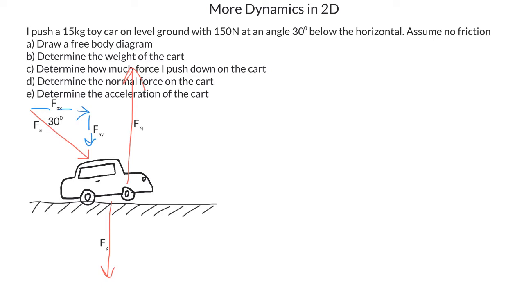All right. So B now is asking to determine the weight of the cart. All it's asking for is what is this value of Fg. All right, we know how to do that. We know that Fg is mass times gravity. Gravity near Earth's surface is 9.8, and we have the mass of 15 over here. So we can very easily calculate that.